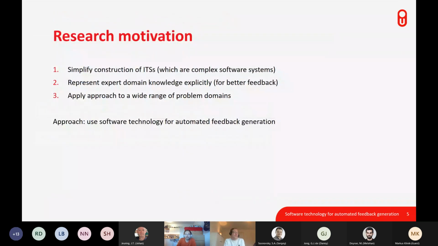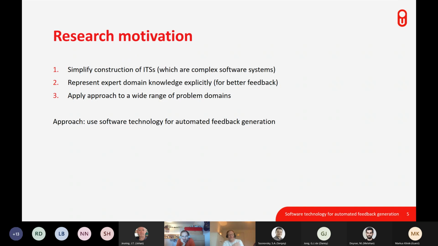So what motivates my research? I think my motivation is to apply software technology to make it easier to construct the kind of intelligent tutoring systems that I just sketched. So we know that the construction of ITSs is very complex. In the literature, it's reported that there are typically 200 to 300 hours of development time needed to provide just a single hour of instruction for a pupil. And this is, of course, very expensive.